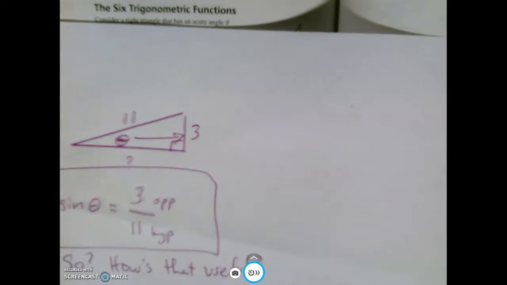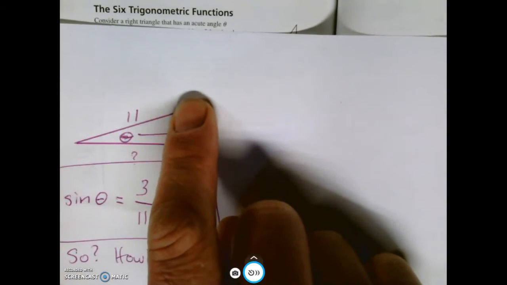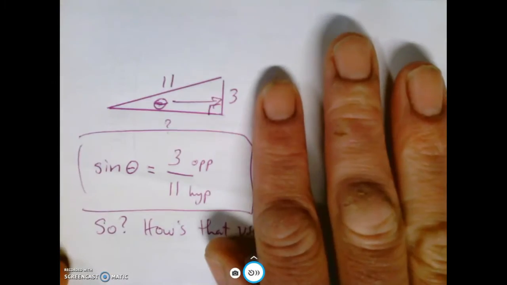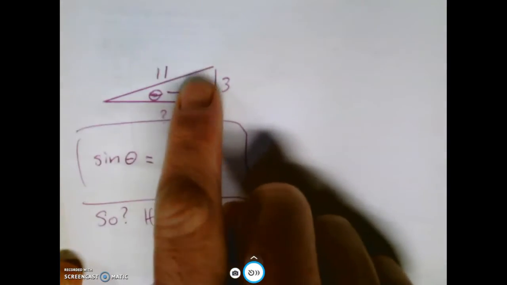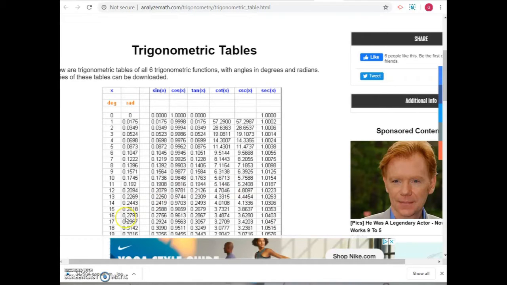But if we drew it exactly 3 inches and 11 inches, or 3 feet and 11 feet, 3 miles, 11 miles, whatever, 3 nanometers, 11 nanometers, the angle will be, look it up in the table, and we got it. All right, we got it. There it is. It must be about 16 degrees, 0.2793. Now, your calculator will solve all this stuff for you, and that's what we're trying to show you in this video, how to solve all this good stuff.